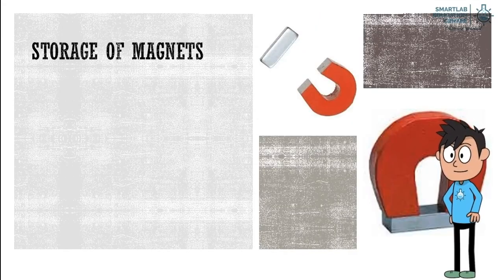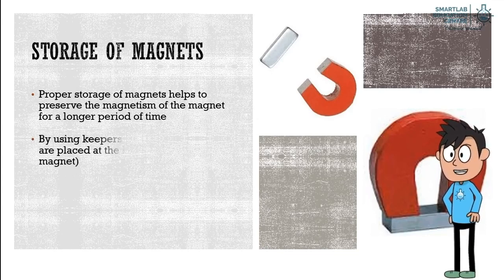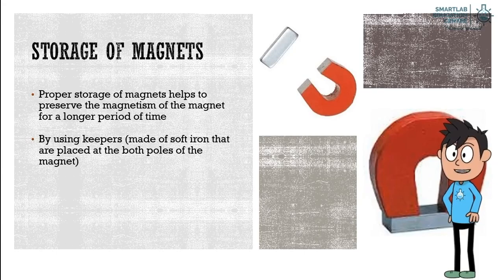Storage of magnets. Proper storage of magnets helps to preserve the magnetism of the magnet for a longer period of time. Keepers, which are made of soft iron, are placed at both poles of the magnet to store it properly.